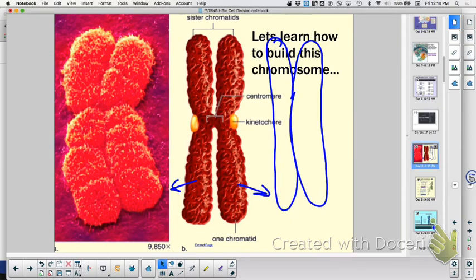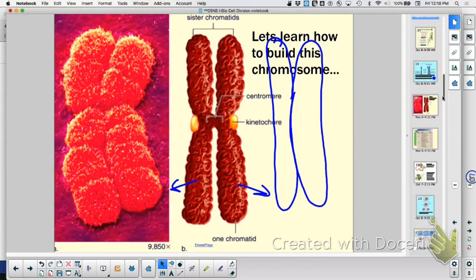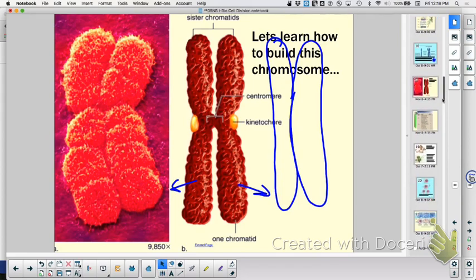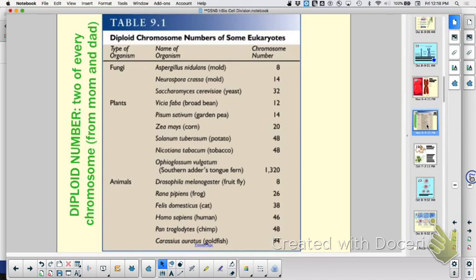Okay, next. We learned the words haploid and diploid, right? So diploid is when you have all the homologous pairs together. Mom gave you a chromosome 8, so did Dad.